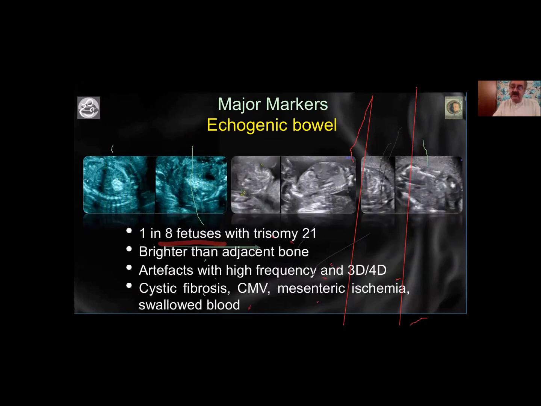Echogenic bowel, on the other hand, is not so bad for Down syndrome, but quite bad for CMV, or the fact that there's been a previous bleed, or that you have cystic fibrosis. So it has a much wider workup. In that case, it's not just a trisomy workup, but a complete workup for CMV, with Doppler to exclude mesenteric ischemia, for a family history of cystic fibrosis, or a previous history of bleeding during pregnancy. And in all of those, of course, you do a workup for trisomy 21 as well.